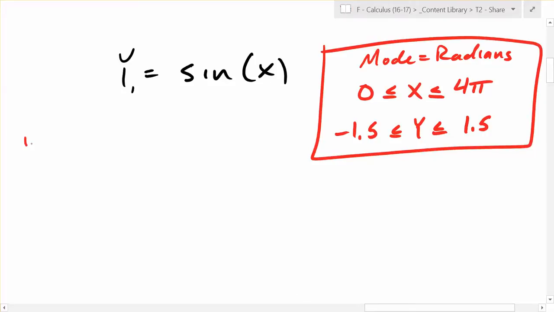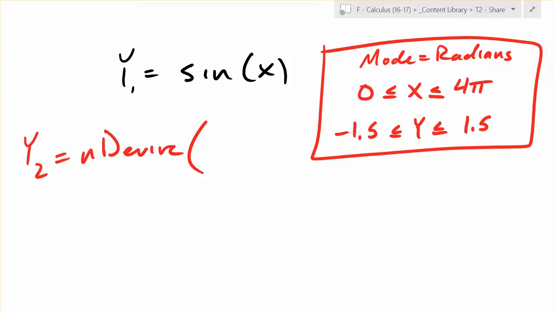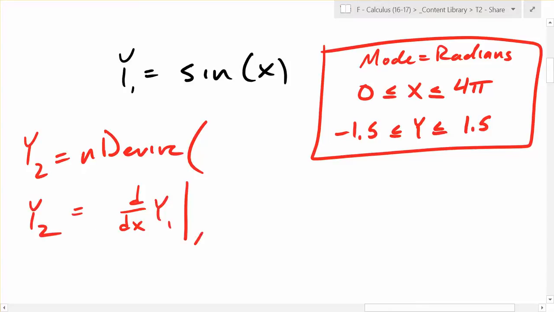I want you to do this. y2 is equal to nDeriv. Do you remember where to find that? Okay, so y2 nDeriv. And then you need to plug in a few commands here, nDeriv, and it might look a little different depending on the operating system of your calculator. It might look like this, and there are two options here. It might look like the second one, and if it does, d/dx y1 evaluated at x equals x.